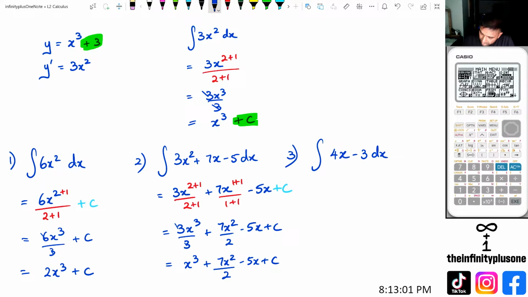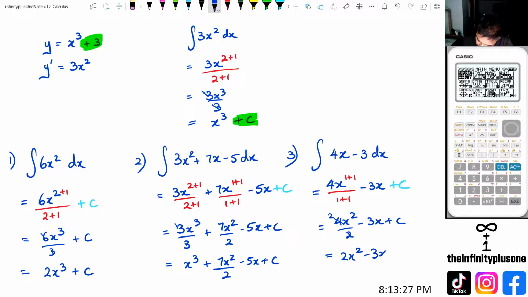All right, so question 3, we've got the integral of 4x minus 3. So we're going to go 4x, 1 plus 1, which is the new power, and then minus 3x, and don't forget the plus c. We're going to get 4x squared over 2 minus 3x plus c. 4 and 2 makes it 2, so we've got 2x squared minus 3x plus c.